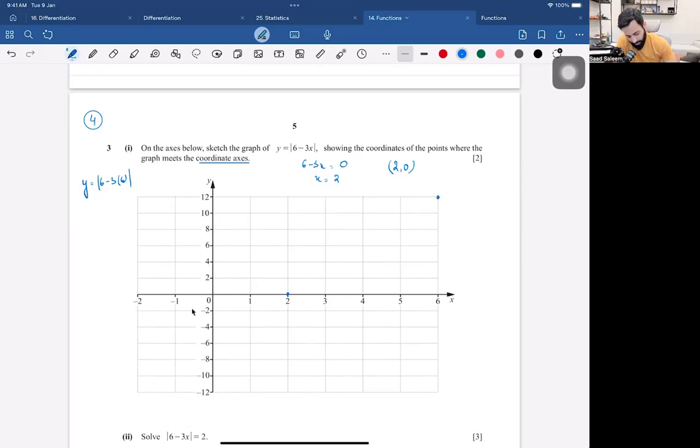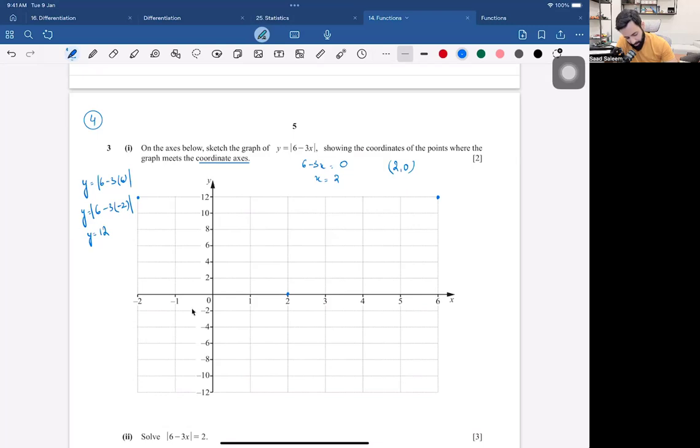Okay. Now, if I plug in minus 2, that means 6 minus 3 times minus 2. So minus 3 times minus 2 is 6. 6 plus positive 6, 6 plus 6 is equal to 12. So that means minus 2 also gives us 12.